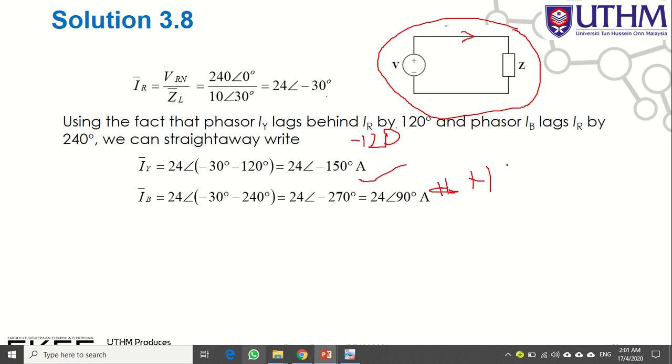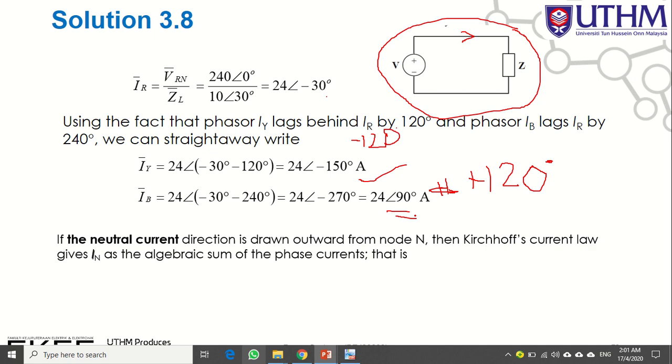You just plus 120 degrees. Okay, you just plus 120 degrees. So, minus 30 plus 120 equals positive 90 degrees ampere. So, you got IR, IY, and IB. Very straightforward, very easy.